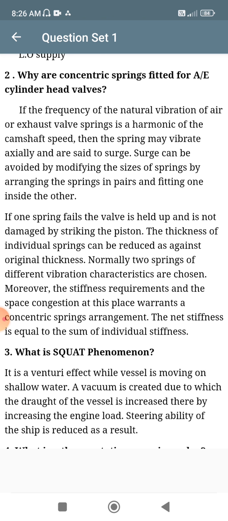Here, why are concentric springs fitted for auxiliary engine cylinder head valve? It means if the frequency of natural vibration of air or exhaust valve spring is in harmonic with the camshaft speed, then the spring may vibrate axially and is said to surge.